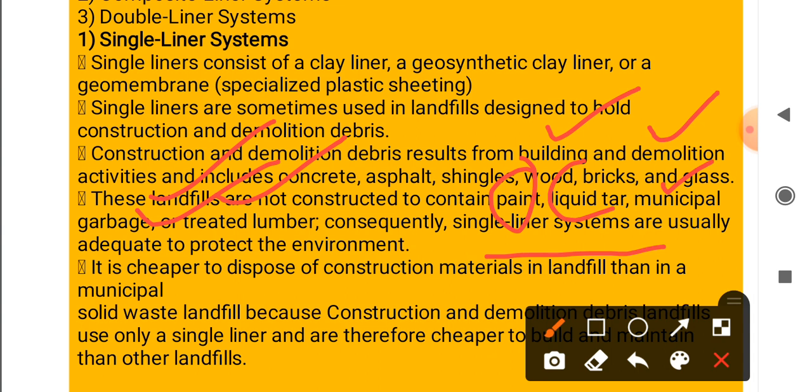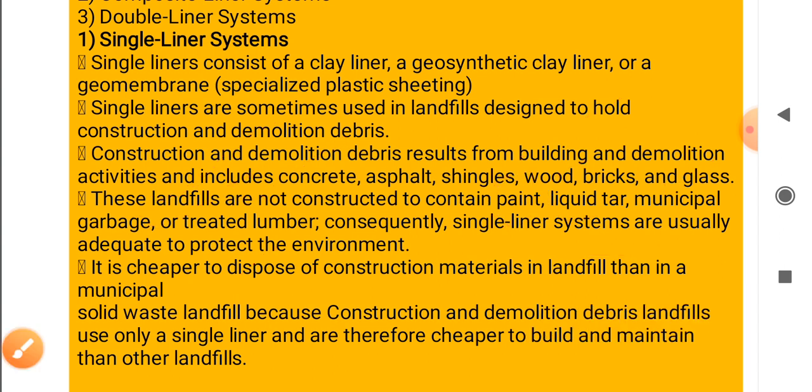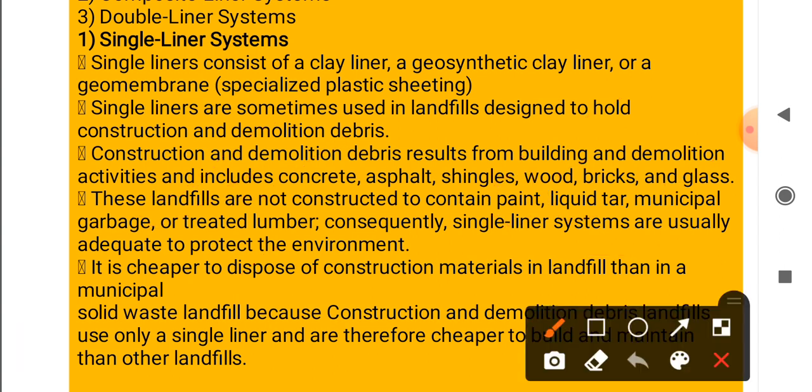So, a single liner system is cheaper for disposing of construction material in a landfill than a municipal solid waste landfill, because construction and demolition debris landfills use only a single liner. For municipal solid waste disposal, a double liner or composite liner is required, but for construction and demolition debris, a single liner is sufficient.